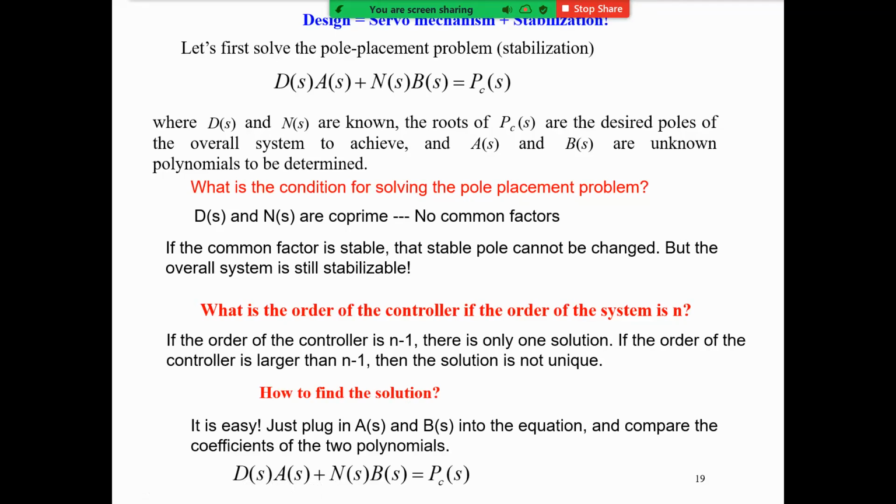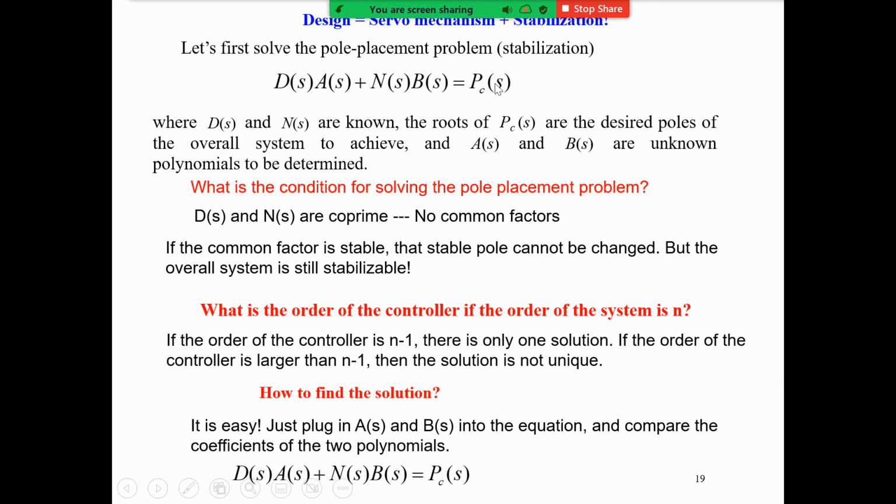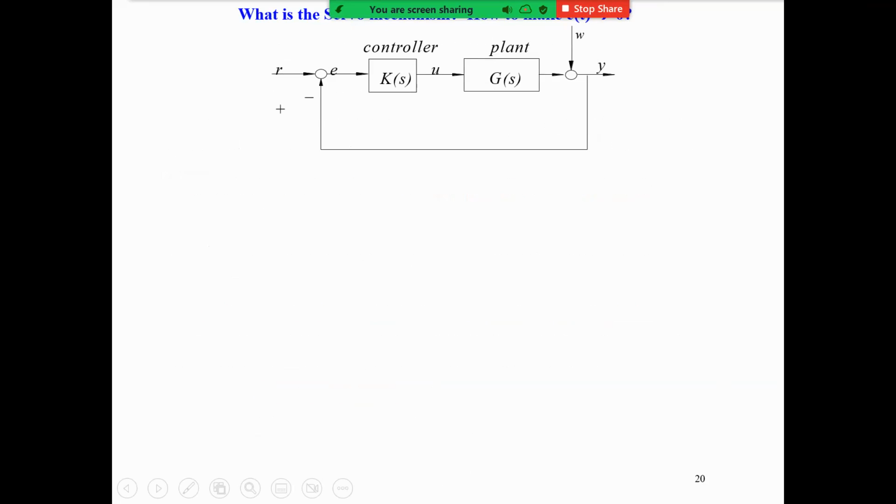The coefficients have to match. Then you get a number of equations. Let's say when you find out the number of design parameters is less than the number of equations, which means there will be no solution. You have to increase the order of your controller, give more freedom. That is the way we are going to solve the stabilization.